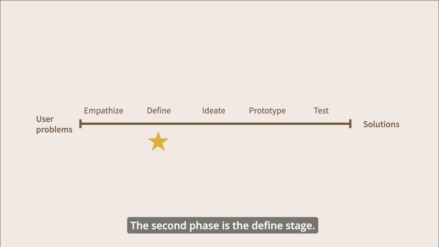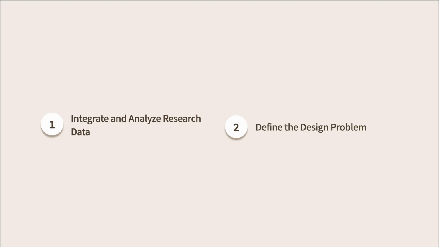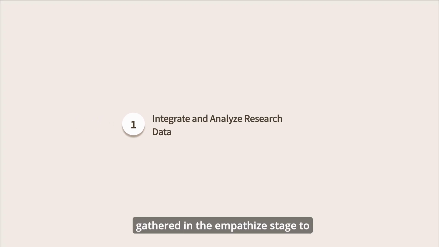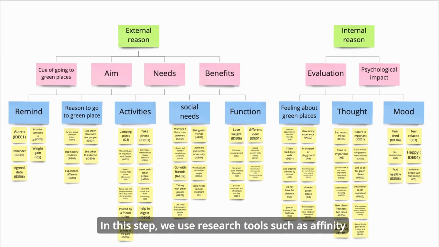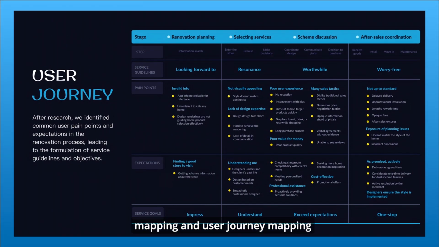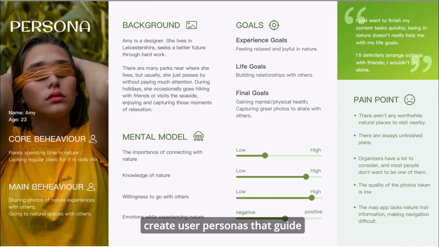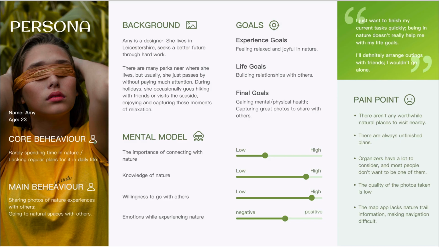The second phase is the define stage. This stage includes the final 2 steps of the UX research process. Here, designers synthesize and analyze the findings gathered in the empathize stage to uncover insights and identify the most important information. During the analysis, we must determine which user needs are the most critical to address and why. This provides the foundation for setting our design goals later on. In this step, we use research tools such as affinity mapping and user journey mapping to analyze our findings, identify behavior patterns, and create user personas that guide the following innovation process.